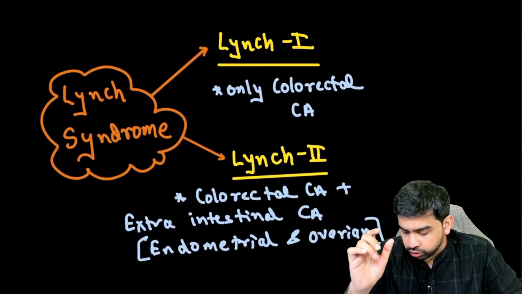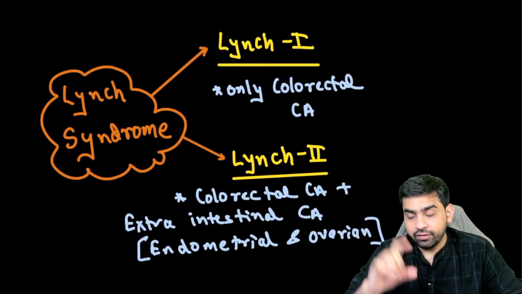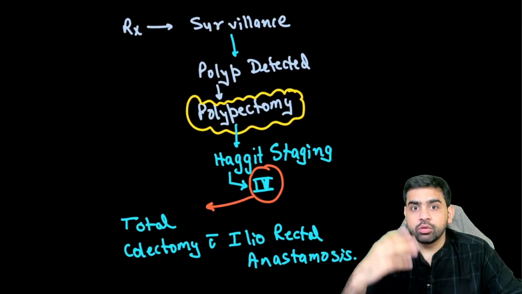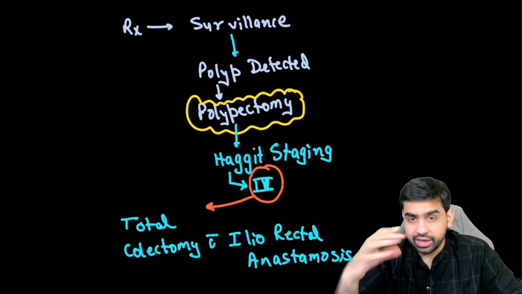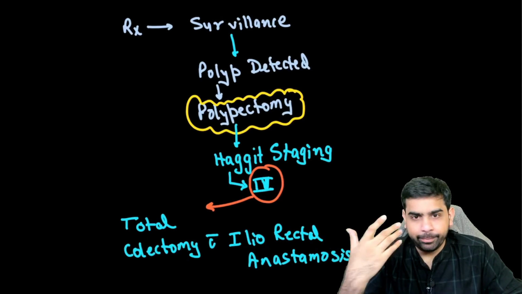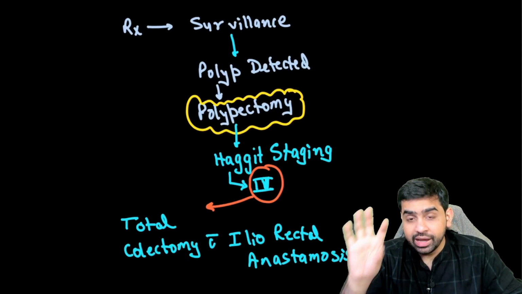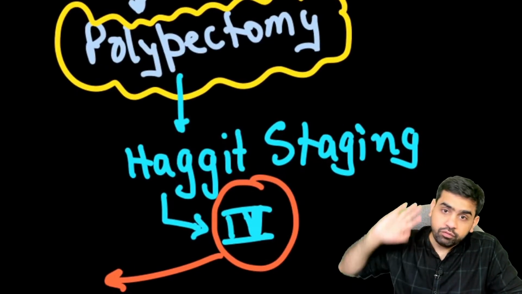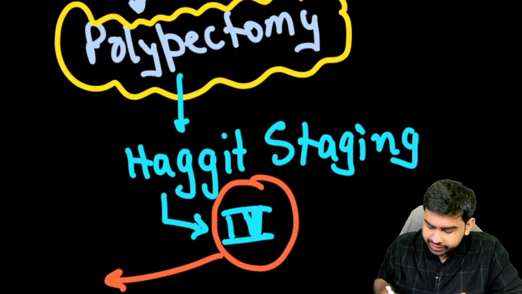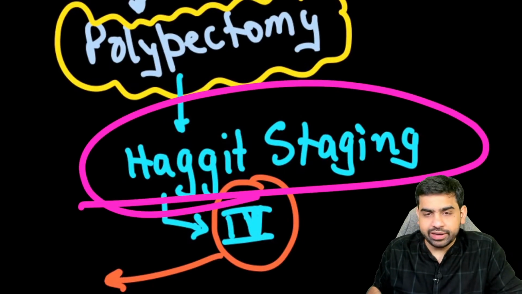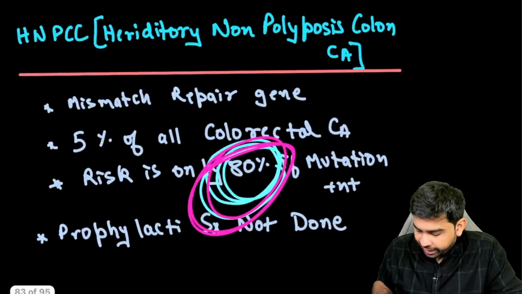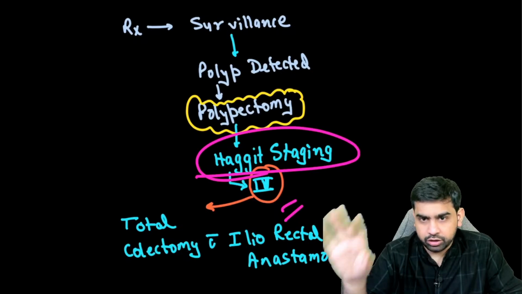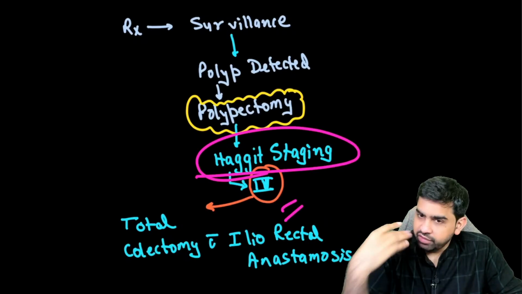Why? Because the risk of developing a malignancy, if that particular individual is having the HNPCC syndrome, is only 80%. So what you basically do is you put the patients on surveillance. You ask the patients to come, let's say annually, and you perform a colonoscopy, and if you find some polyp, you do a polypectomy. After that, you send it to the pathologist. The pathologist tells you what grade of that particular Haggitt's classification is there. So if there is a Haggitt's type 4, this is a bit of trivia, definitely the surgery is needed.